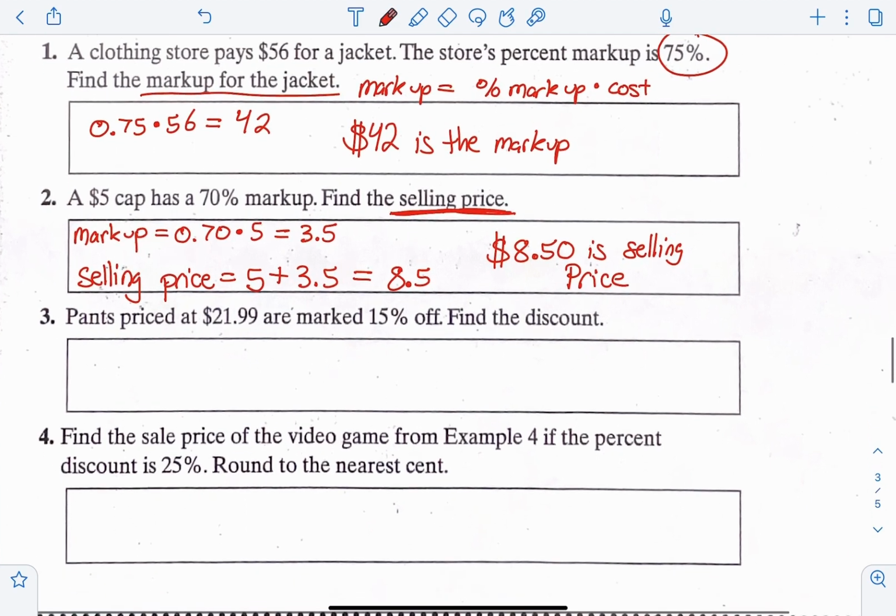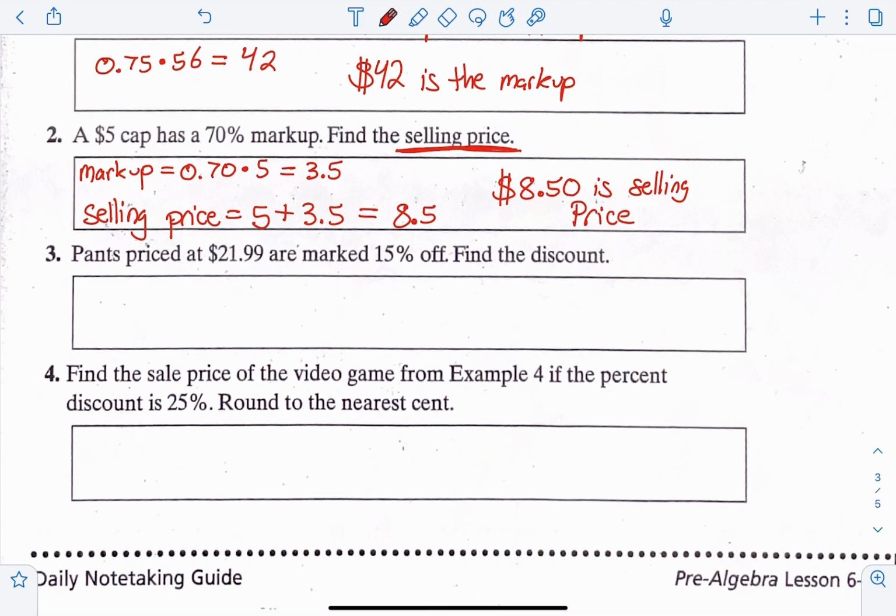All right, let's look at 3. Pants priced at $21.99 are marked 15% off. Find the discount. So this is just like number 3 on the first page, the very bottom. It only has one step. You're just finding the discount. Go ahead and give this one a try, pause your video, and then we'll come back and do it together.